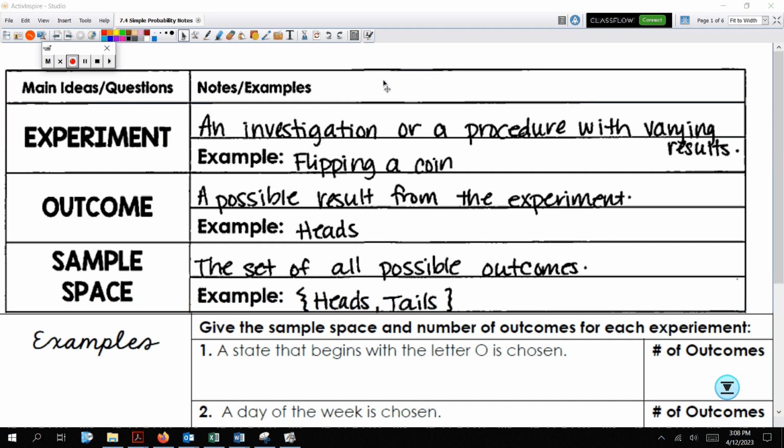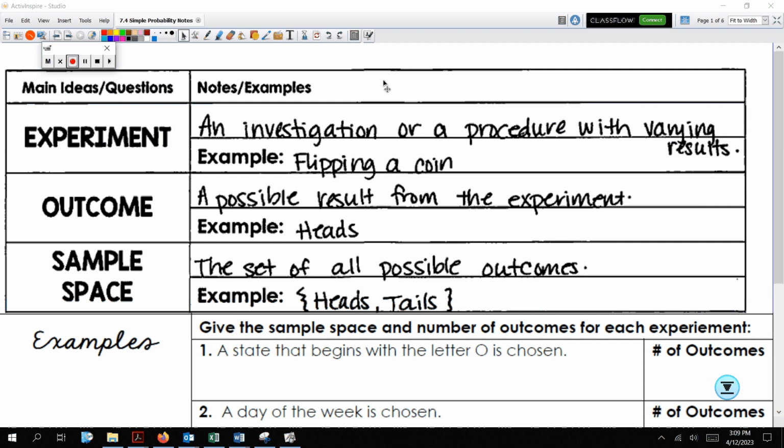All right, so here's a few things. We're going to be talking about simple probability. This is the definition of an experiment. It's an investigation or procedure with varying results. An example of an experiment would be flipping a coin. The outcome is the possible results from the experiment. One possible outcome would be flipping a heads. The sample space is the set of all possible outcomes. Well, considering a coin only has two sides, the sample space would be heads and tails if I was flipping a coin. Let's look at an example.